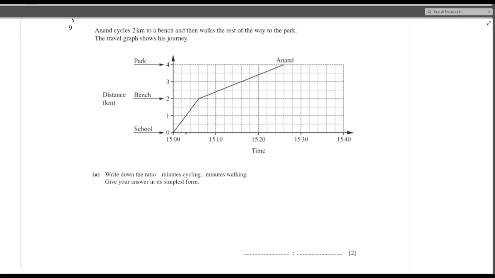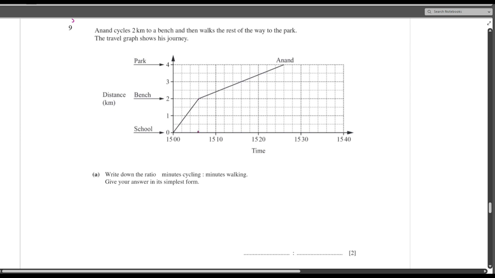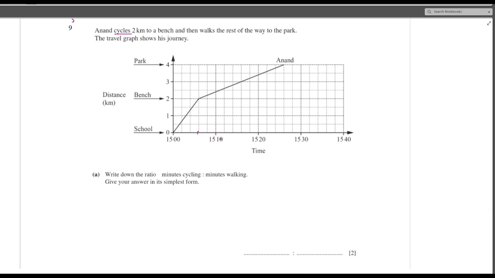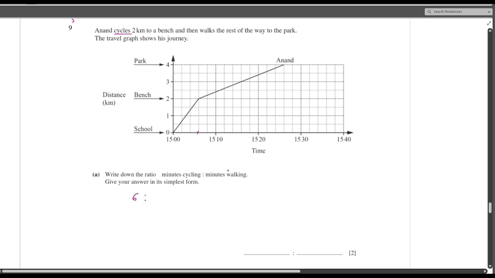Okay, so cycling and walking, fine. Anand cycles 2 km to the beach and then walks. So 2 km, the time he took cycling. From 15:00 to this point there are 1, 2, 3, 4 and 5 parts, so each part will be equal to 2. So this is 15:02, 15:04, 15:06. So 15:06 means 6 minutes. So minutes cycling is 6 minutes, and minutes walking.